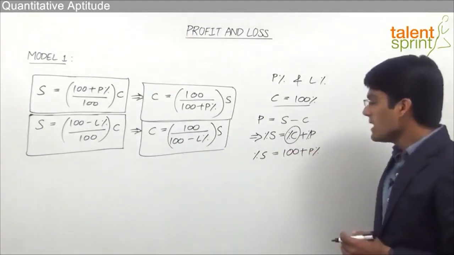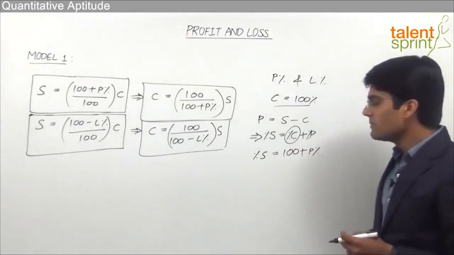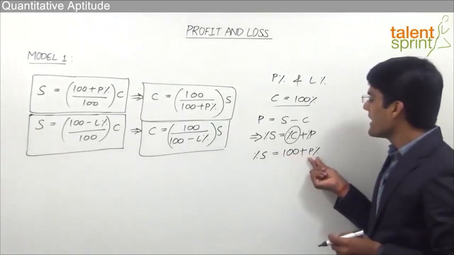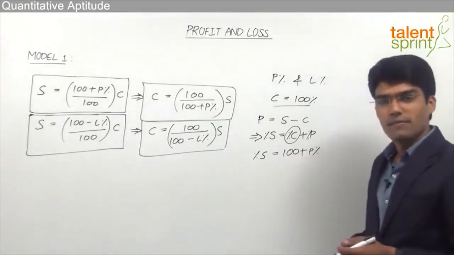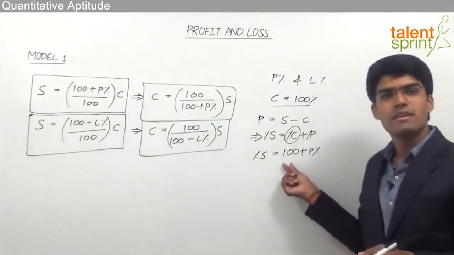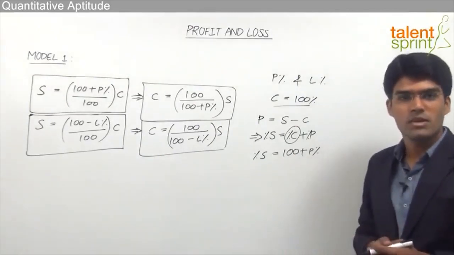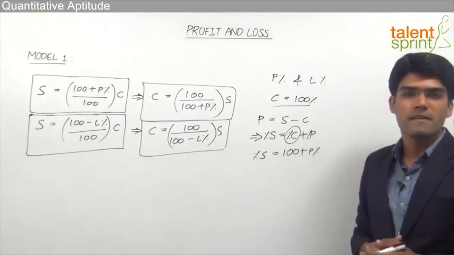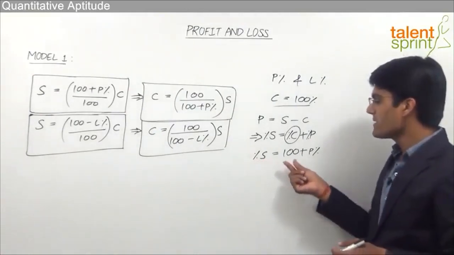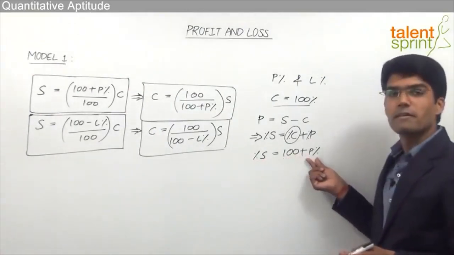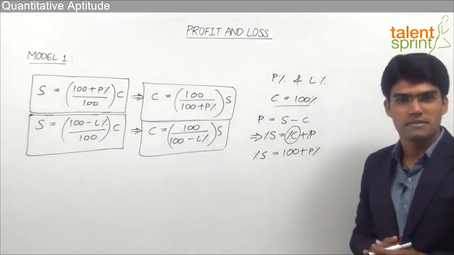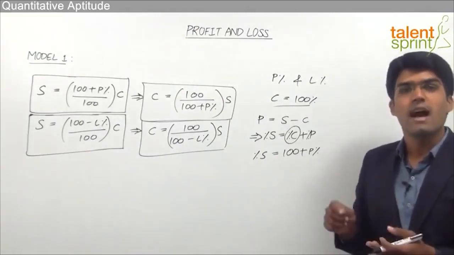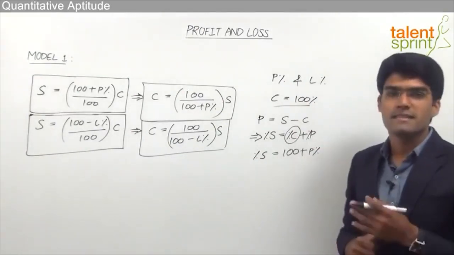For example, if the profit is 10%, selling price would be 100 plus 10, that is 110%. If the profit is 20%, selling price would be 100 plus 20, that is 120%. And similarly, let's say the profit is 55%, then the selling price in terms of percentage should be 100 plus 55, that is 155%. And all these percentages are with respect to cost price as it is the base value.